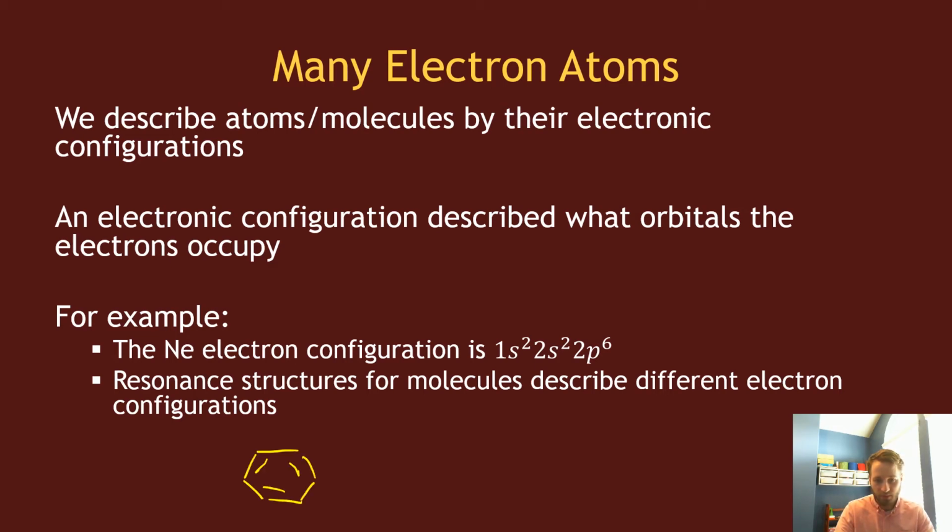You have this, and then, that was a much worse benzene. You have these two resonance structures for benzene, and each one of these resonance structures describes a different set of electron configurations in terms of the electrons occupying certain p orbitals versus other p orbitals.